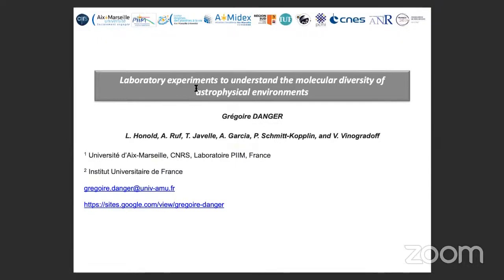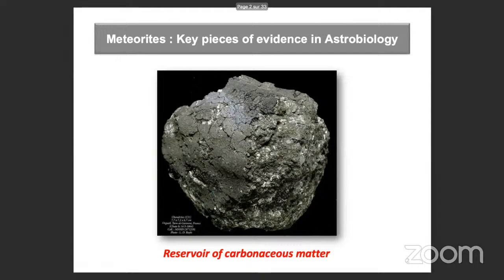So today I will present you some of the experiments that we developed in Marseille to understand the molecular diversity that can be found during the formation of planetary systems, mainly by focusing on the solar system. When we are interested in obtaining information on this molecular diversity, we can have direct information by analyzing meteorites on Earth, because meteorites have asteroids as parent bodies.